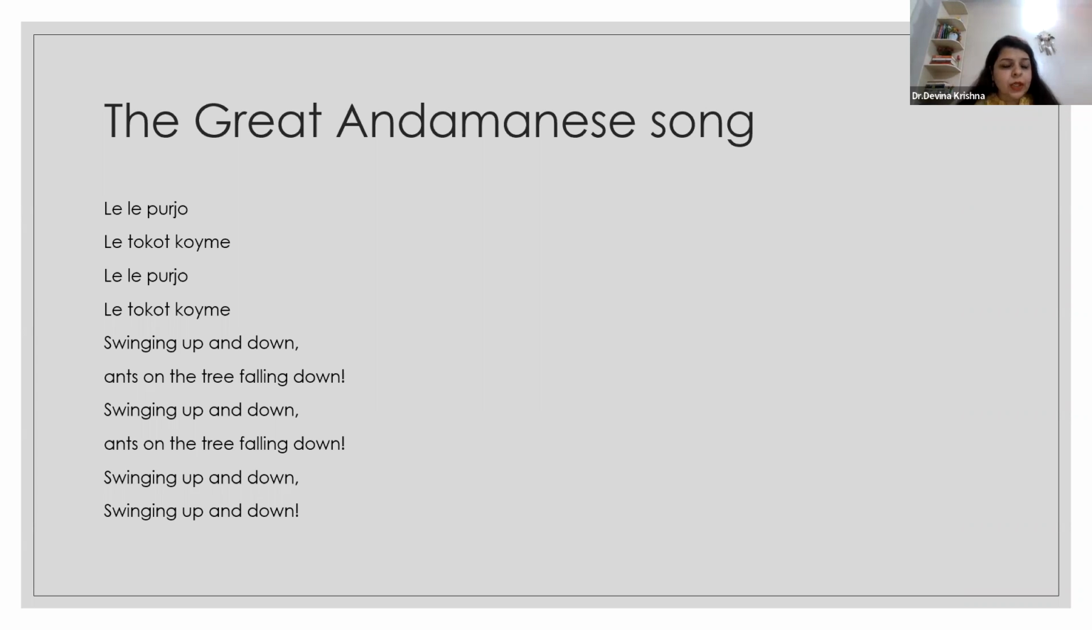So you can have a look at the Great Andamanese song, and if you read the book, you'll find lots of songs and stories.